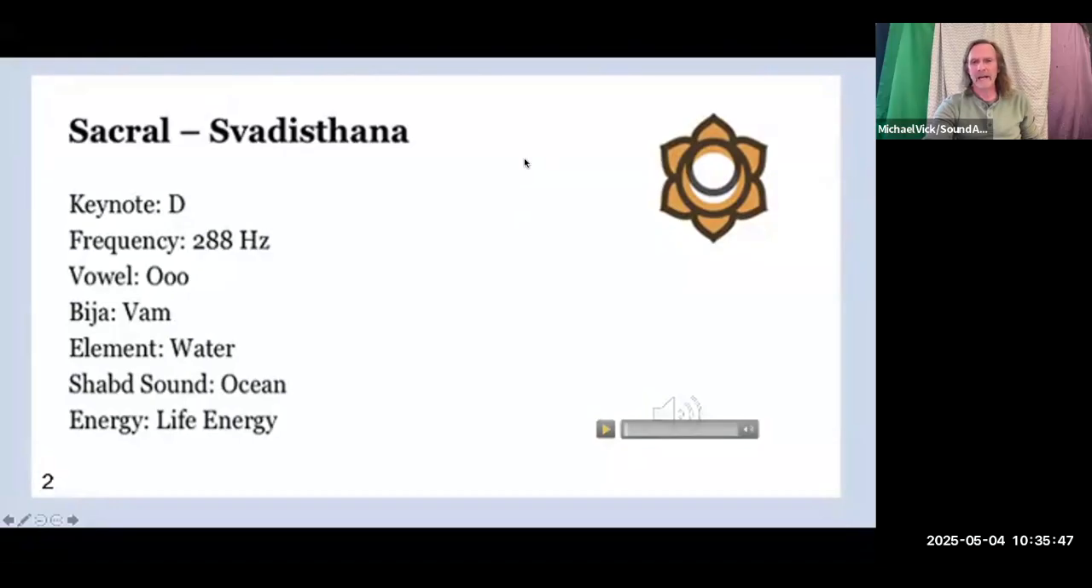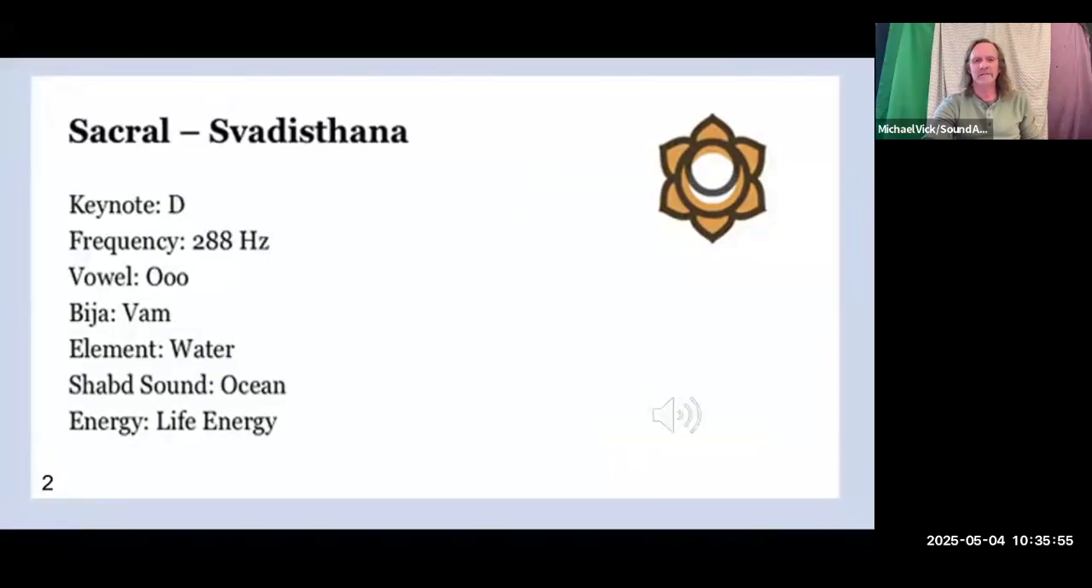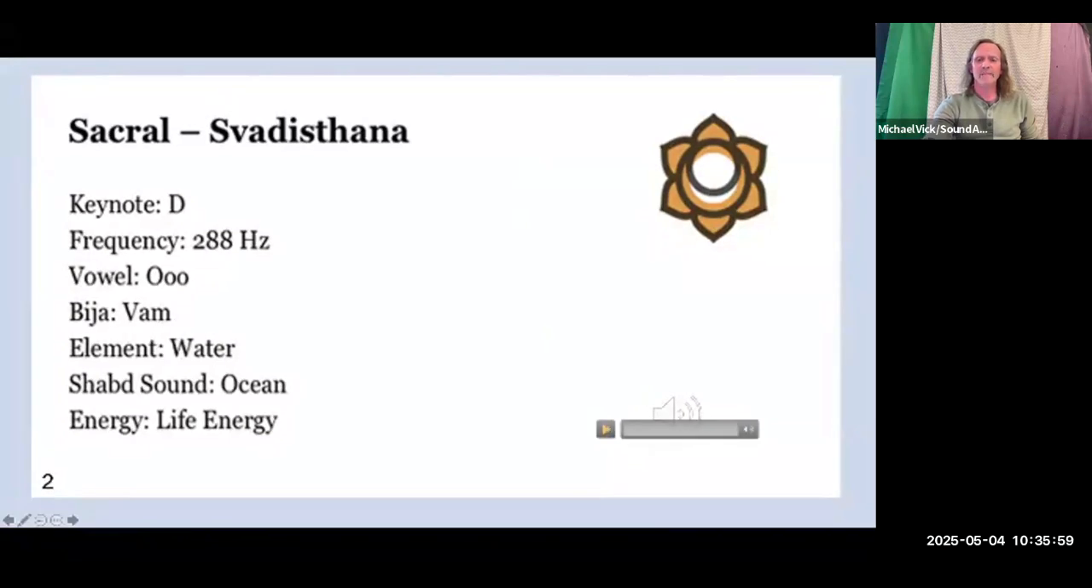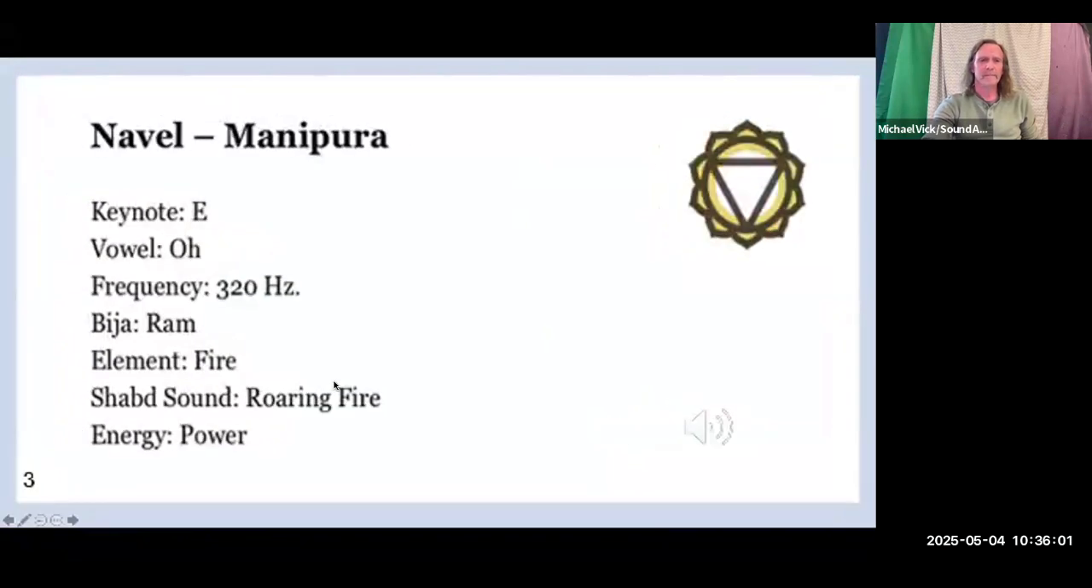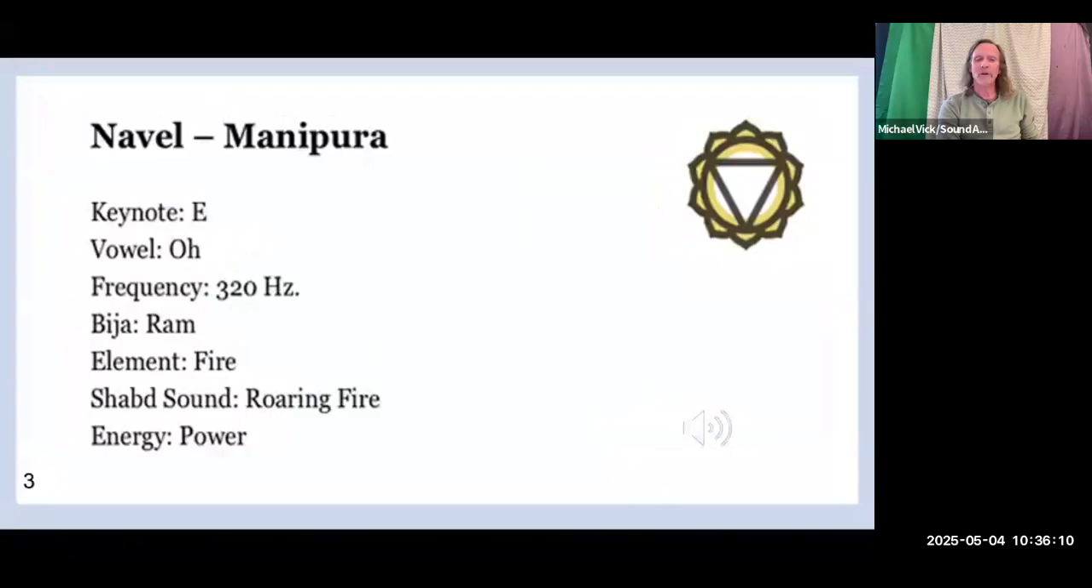So out of context, you could say you like it or it's just a tone, but it is that frequency. And if we change the hertz, you would hear the difference. It's like in regular music. So moving from that, we go to Manipura. Now this is 320 hertz. This is the element of fire, roaring fire and power, E.